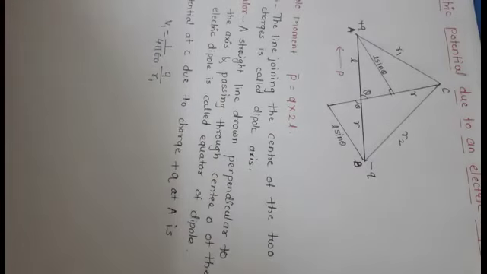Hello students, in the last video we studied the electric potential due to a point charge, and the expression for this is q upon 4 pi epsilon 0 r. In this video we will study the electric potential due to an electric dipole.